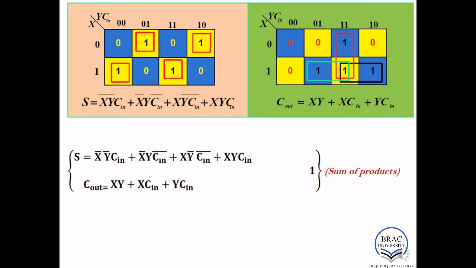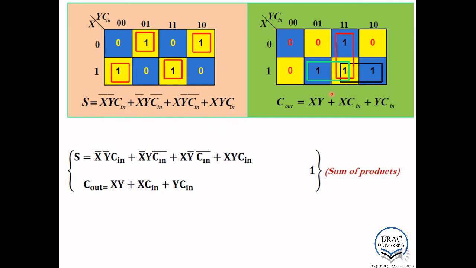Similarly, you need to find the equations for sum and carry. For sum, you need to do the K-map. X, Y and C in. So this is a 3 input K-map. If you put the values from the truth table, it will be something like that. There is no pair; they are individual groups, 1, 1 and 1. If you solve it, you will find this kind of equation.